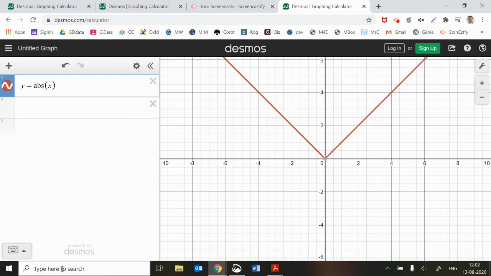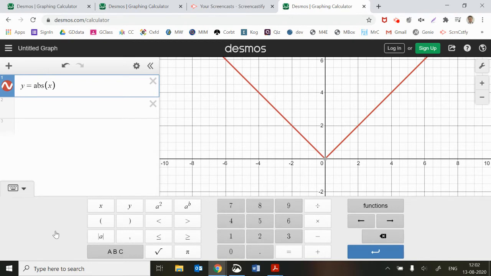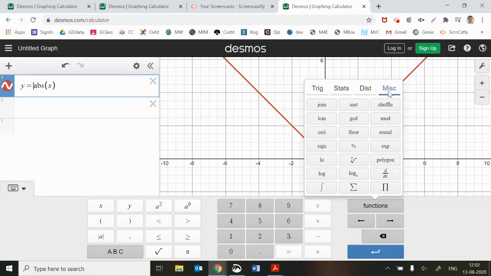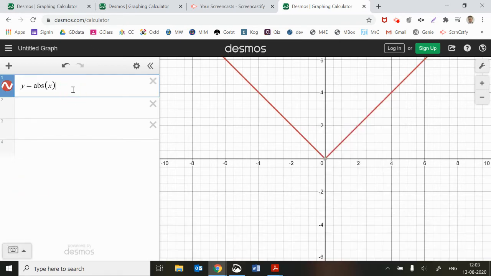I wonder if we have modulus brackets in here. I think it might just be written as absolute here. Don't know where it is. Okay, but anyway, we're writing it as absolute here. So we've got y is equal to the absolute value of x. That's where we start.